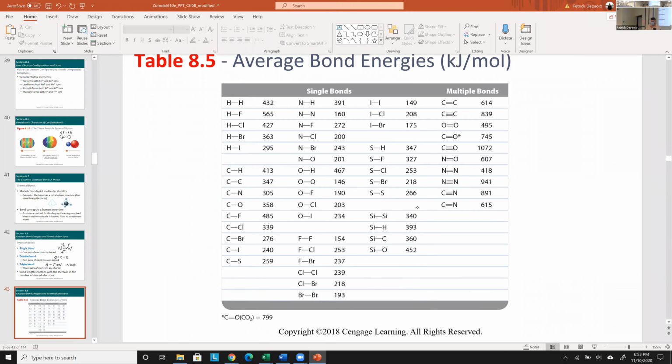So here is a chart of the average bond energies. You might have to use this chart on homeworks, which they may give you, or you can look it up. You look up bond energy chart and this will spit it out. On exams, they're going to give you the bond energies required to solve the problem, so don't worry about that. Really every major bond is in there.